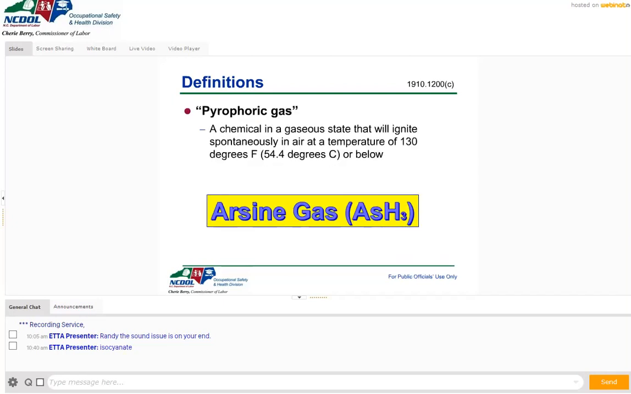Okay, now pyrophoric gas, like the slide says, is a self-igniting gas that ignites at a low temperature, like argon gas. Okay.